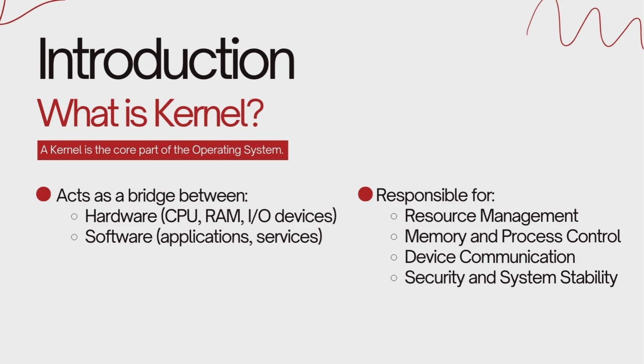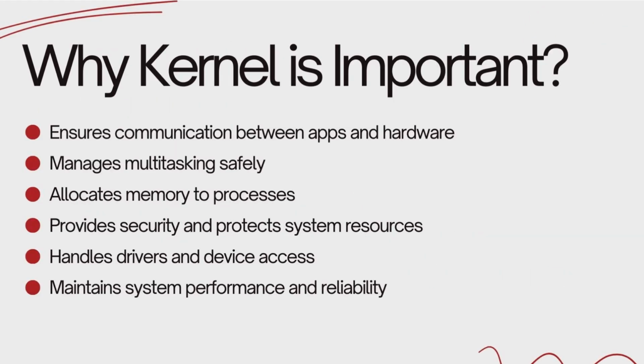The kernel is the most important part of the OS. It manages the whole computer. It acts as a bridge between software and hardware. Since a program cannot directly talk to hardware, the kernel handles it safely. The kernel does several key jobs. It manages resources like CPU and memory. It handles processes and memory so programs can run correctly. It controls devices like your keyboard and mouse using drivers, and it provides security to keep the computer stable and protected. Then we move to why the kernel is so important.